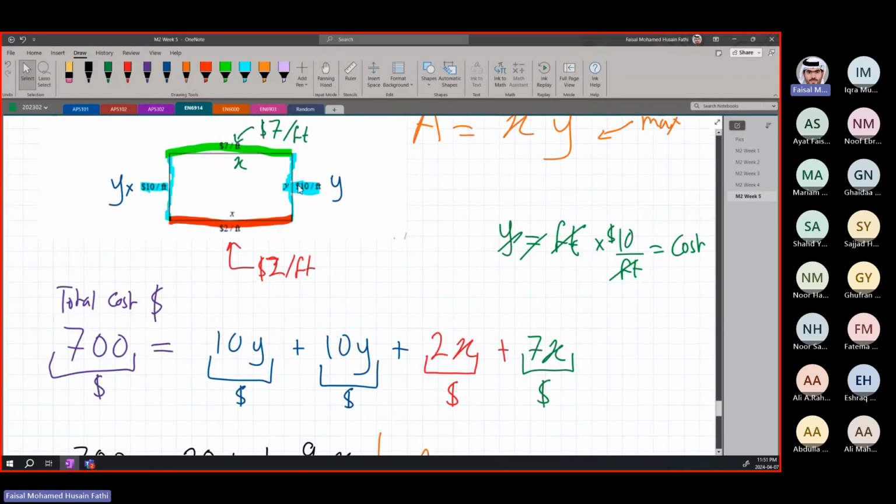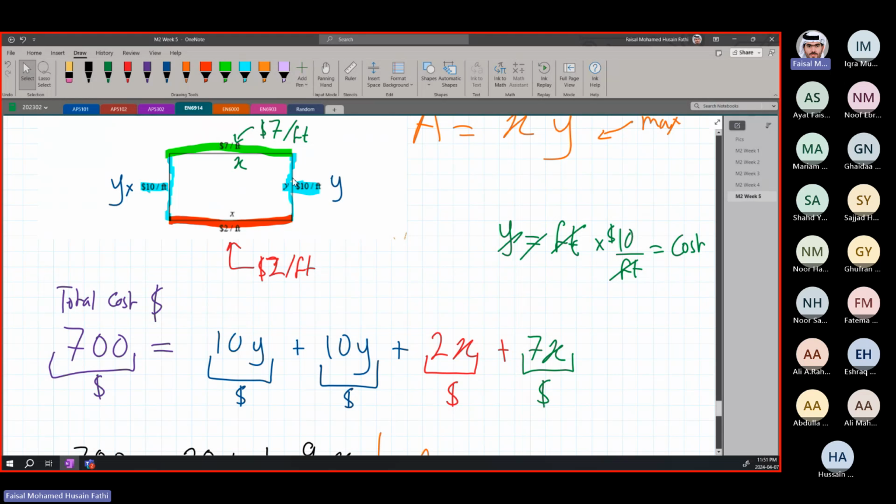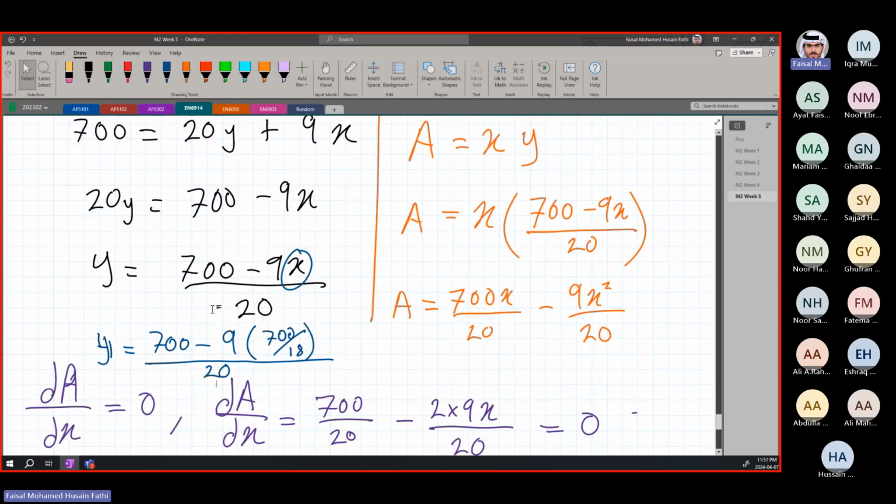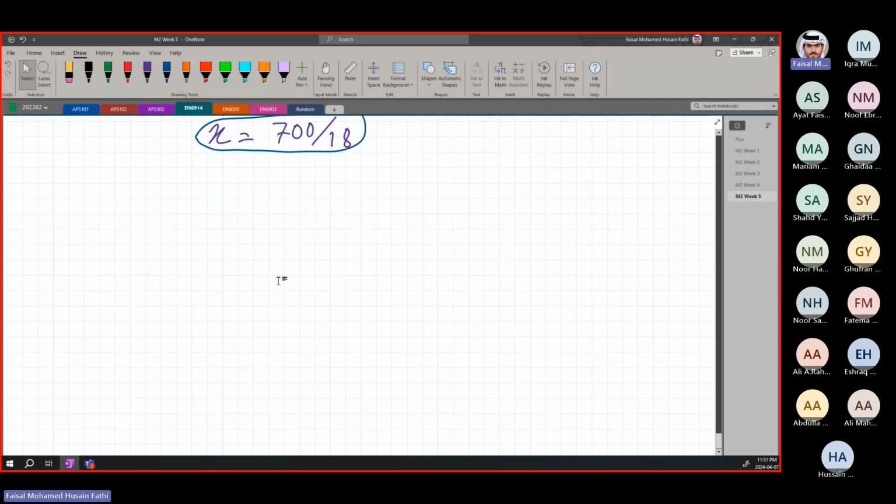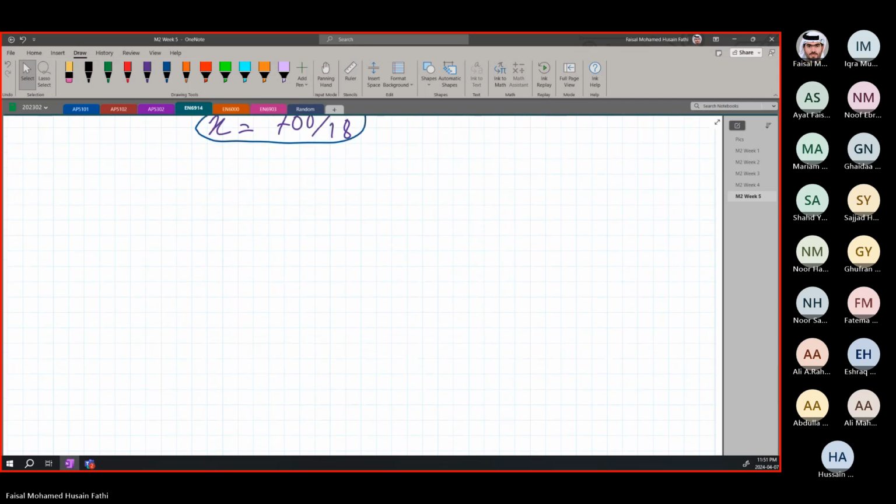That's why we multiplied by 10 for the first side. Then we multiplied by 10 for the second side of y and y, because this distance is equal, which is y. These two distances are also equal but at different costs. So here we will have 2x and here 7x, because we multiply the cost by x plus the cost by x. That's pretty much it. And that will equal the total cost that we have, and then we solve as we did earlier. Okay.